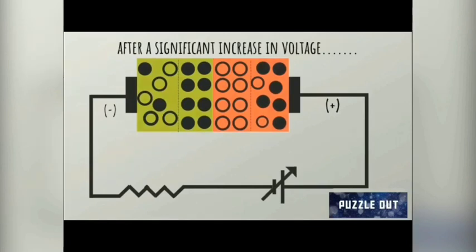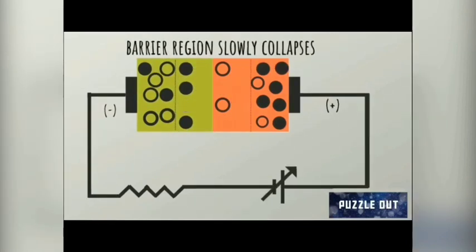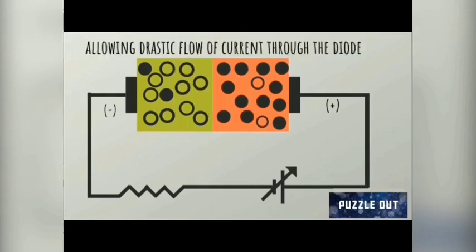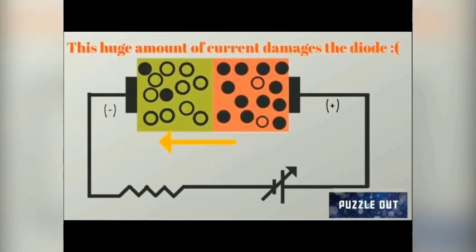After a significant increase in voltage, the barrier region collapses. This results in high amounts of current flowing to the PN junction diode. These currents damage the diode permanently.